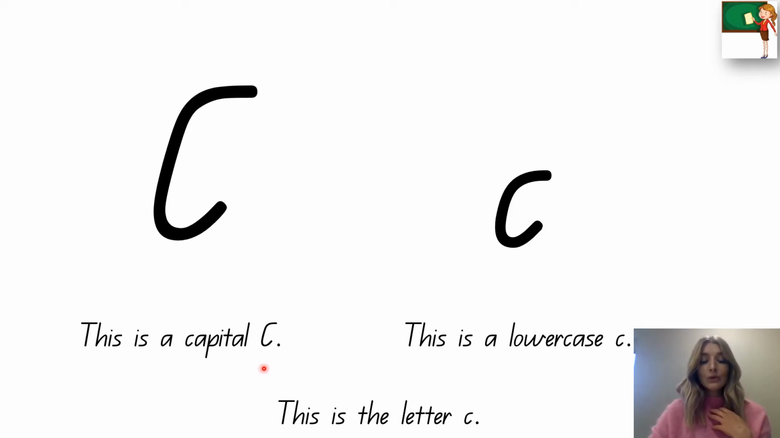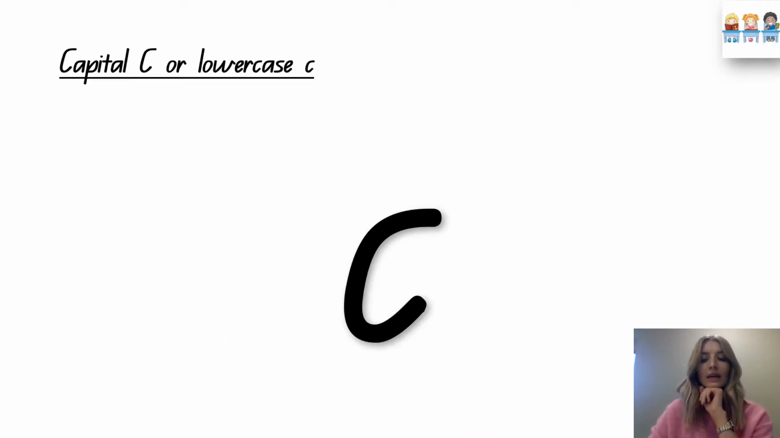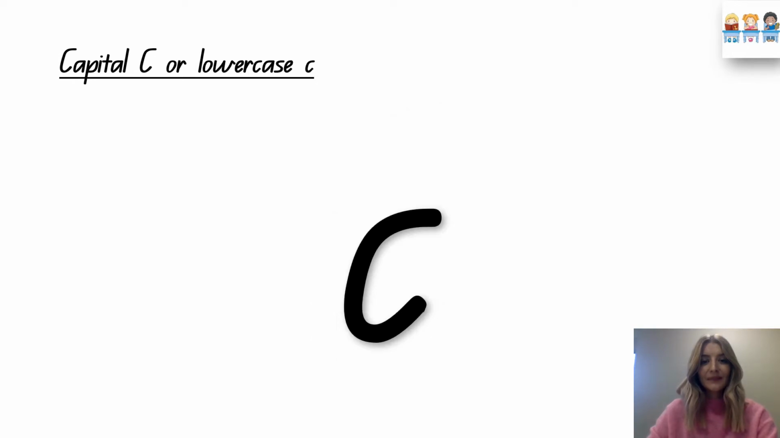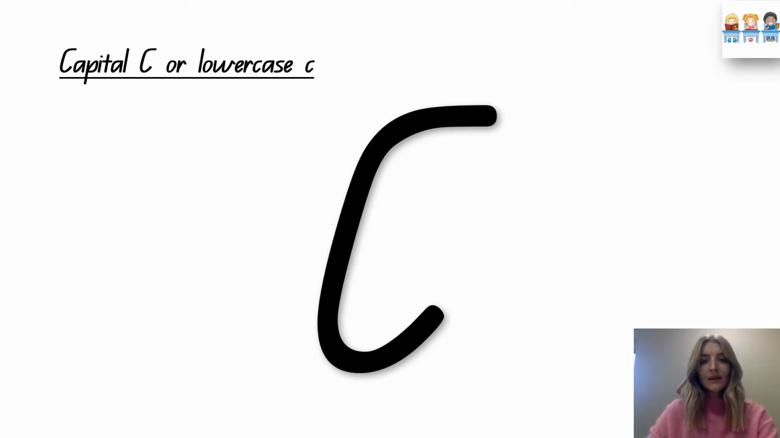This is a capital C. Good. This is a lowercase c. This is the letter C. Well done. So I want you to tell me now, is this a capital C or a lowercase c? Good, it's lowercase, it's smaller. What about this one? Capital C or lowercase c? Capital C, well done. This one? Lowercase c, well done. And last one, capital C, excellent.